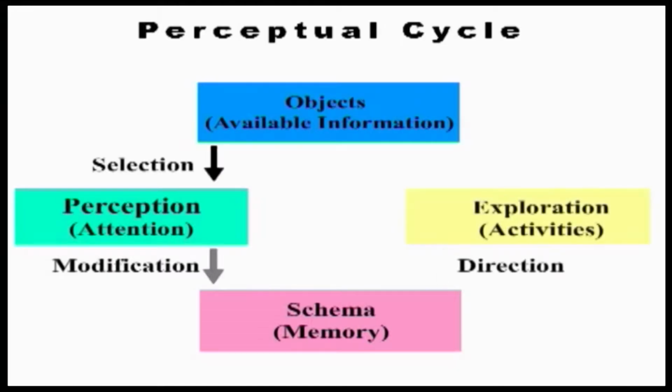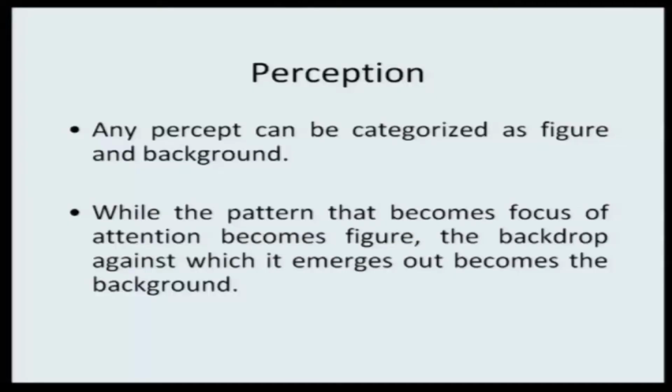While perceiving an object, one selectively attends to the available information. This is further modified by anticipatory schemata. So, what we have understood now is that any percept that can be categorized, for assigning a meaning, has to be differentiated in terms of figure and background. While the pattern that becomes the focus of attention becomes the figure, the backdrop against which the figure is seen is considered the background.